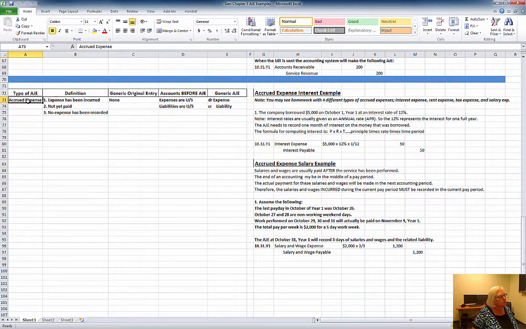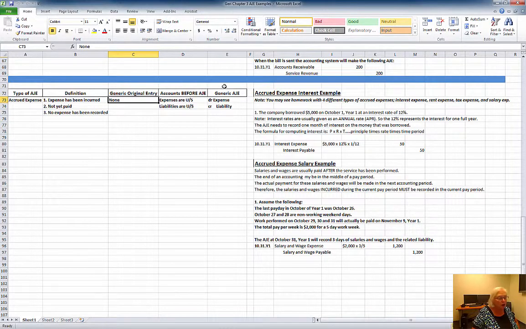Okay, so back to accrued expenses. It is an expense that has been incurred. So you have used or consumed something. You have not paid it and you have not recorded it. So because the expense is incurred, accrual basis accounting tells us that we need to record that expense in the period it was incurred. So the adjusting entry is to get that expense recorded, and because we haven't paid it, we'll make a credit to a liability account. So there is no original entry.